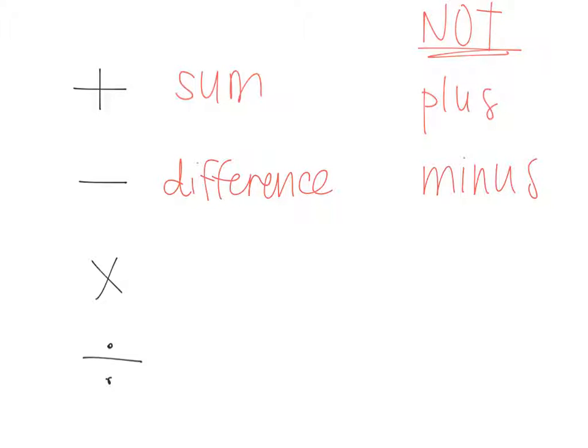Because the sum is a noun. It's a thing. But when you plus something, it doesn't really mean anything. Or when you minus something, it's a verb. I can't say, give me the minus of 5 and 2. That doesn't make any sense. But can I say, give me the difference of 5 and 2? Very good. Okay. What about this next operation?